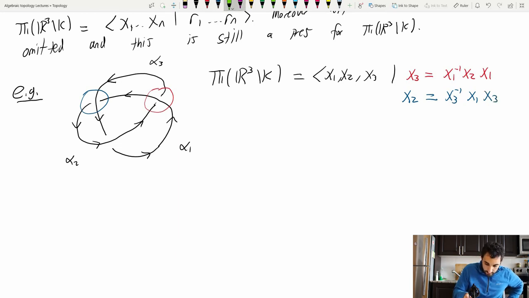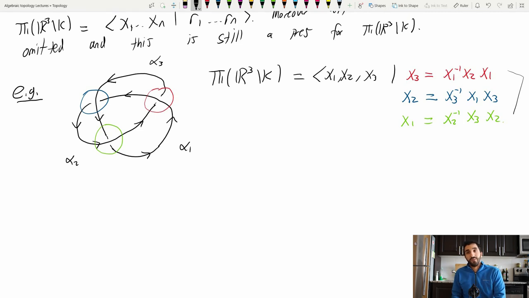And finally, here is our last crossing. Again, you'll find that this is a negative crossing. And here, x3 is turning into x1. In the end, I'm going to have x1, and it comes from x3 conjugated by x2 negatively. And there you have it. That is a presentation for the fundamental group of the complement of this trefoil knot.